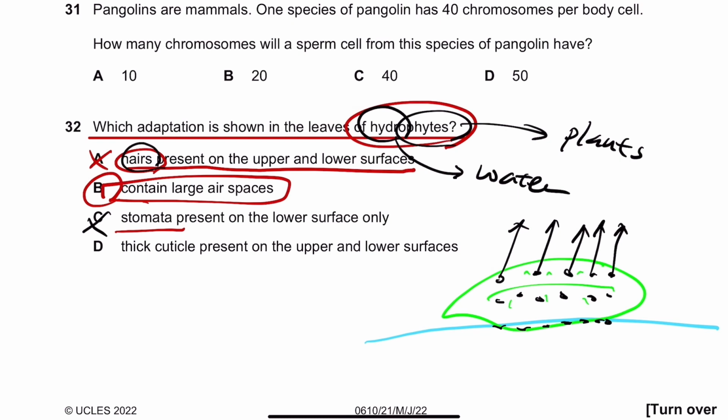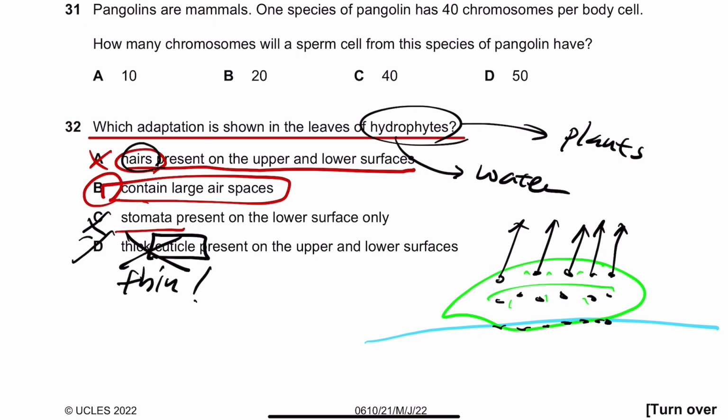D, thick cuticle present. No. The cuticle is waterproof and it conserves the water vapor inside the leaves. So hydrophytes are not lacking any water, so they don't have to conserve water. The thick cuticle is not needed. They rather have thin cuticles. Okay, it should be thin. So D is not the answer as well. Therefore, B is the right answer for this question.